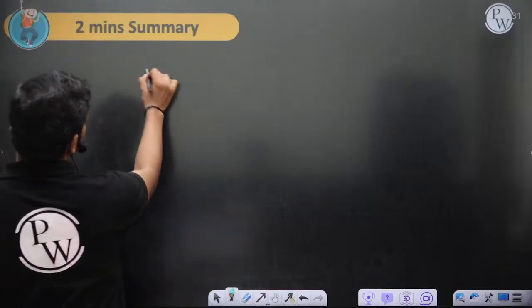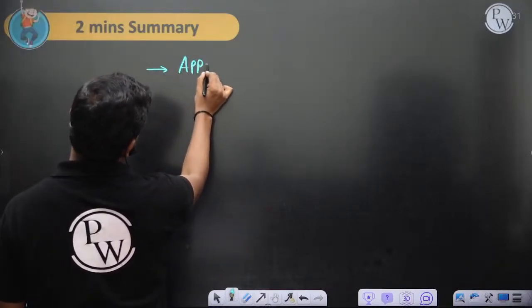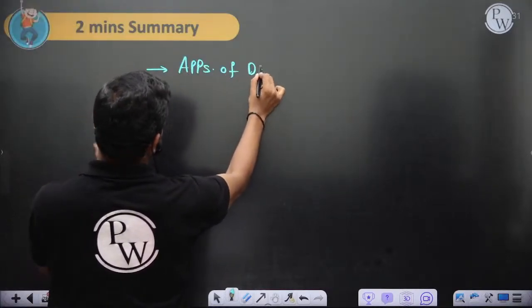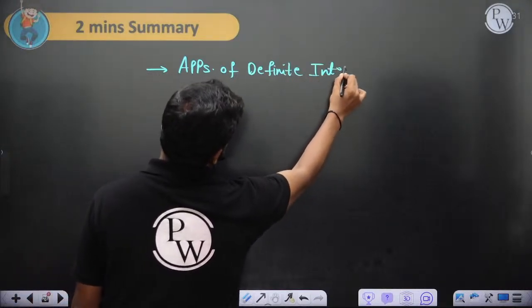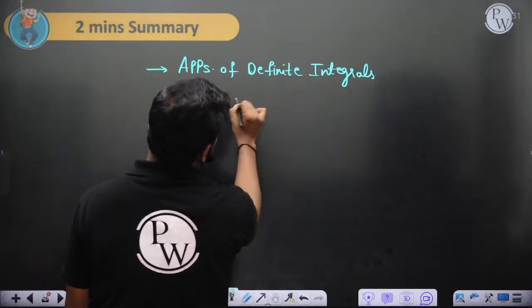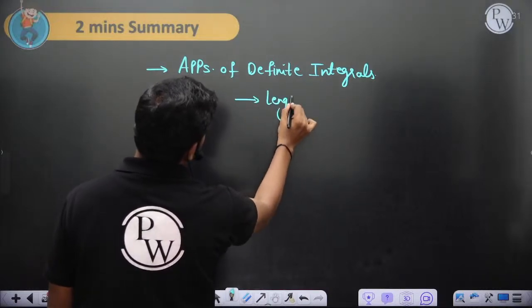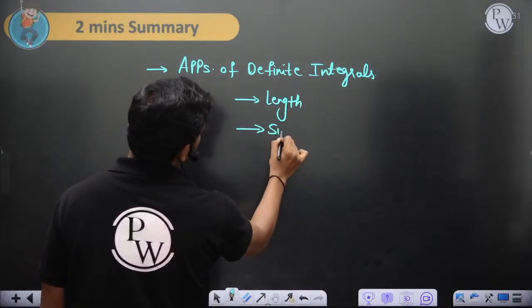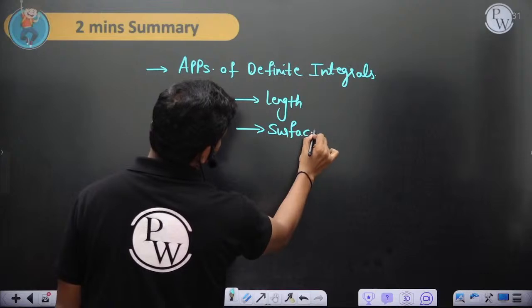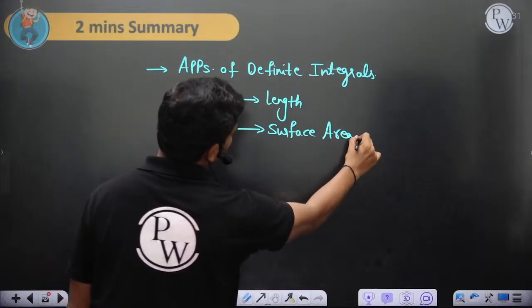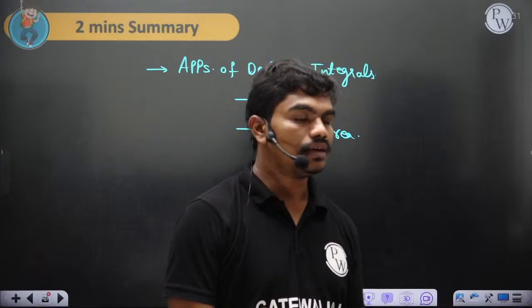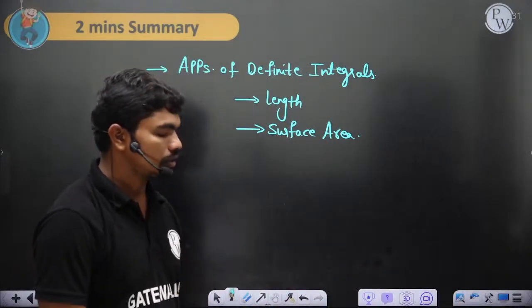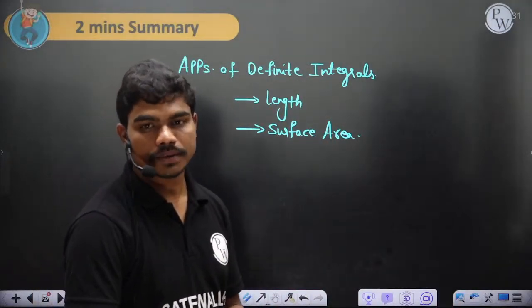So today basically we covered applications of integration, definite integrals, in which we covered length and surface area, these things. Okay, so in tomorrow's class we'll also worry about volume, how to calculate the volume, of course, and then we'll also talk about the gamma and beta functions.